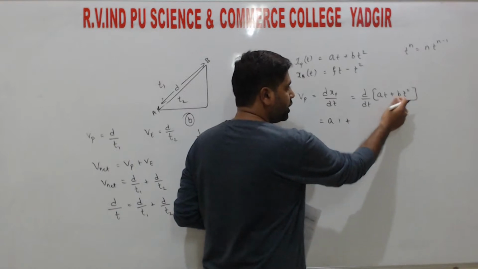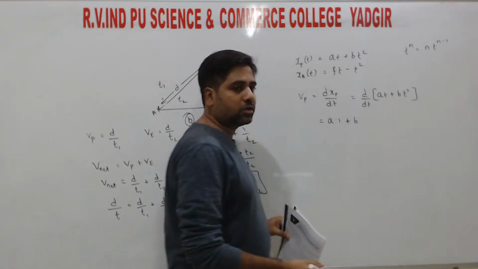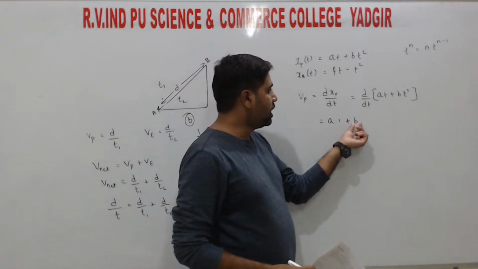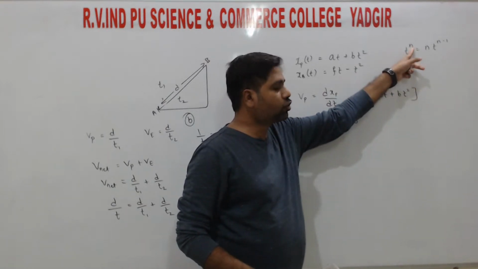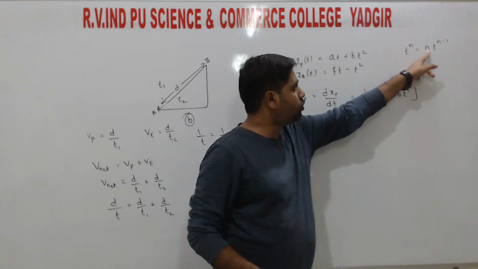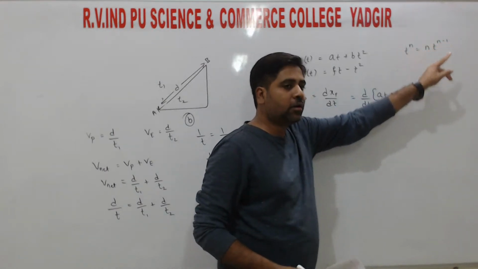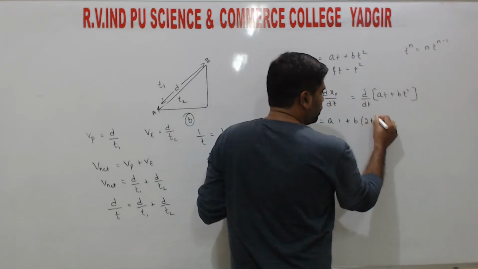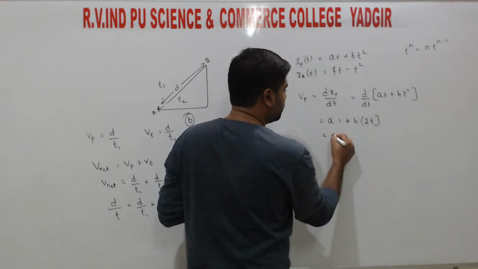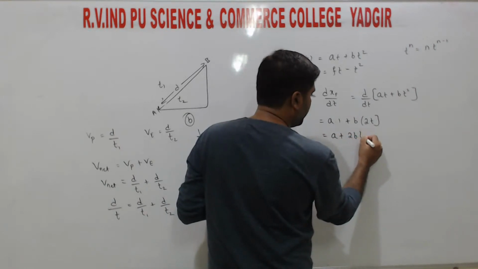Plus b, keeping it constant, so b is a constant, so keeping it as is. So d by dt of t square, here n is 2. So if we differentiate, 2 into t power 2 minus 1, so 2 minus 1 is 1, so we get b into 2t, right? So that is a plus 2bt.